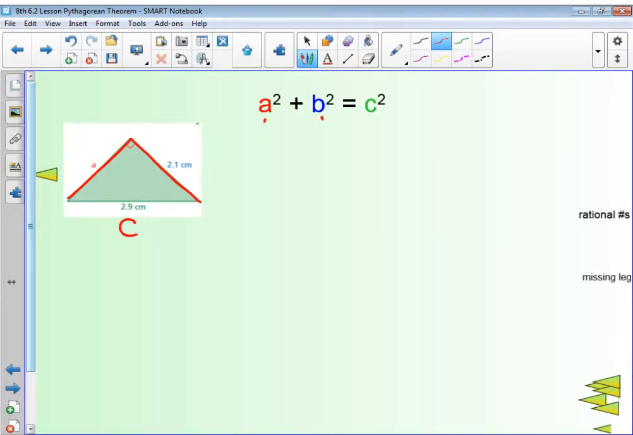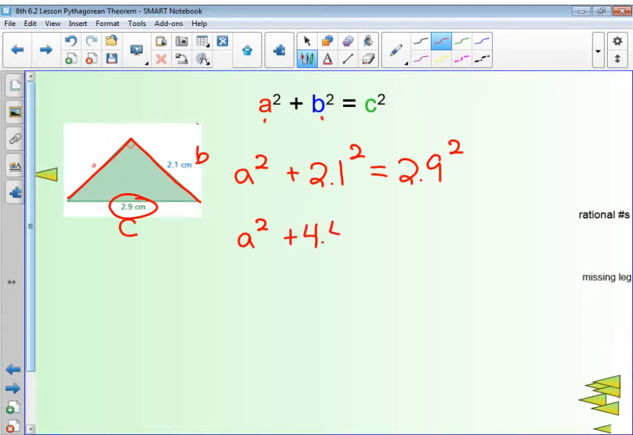This is my C. I don't know A, so we'll leave that. Plus my B side, this is my B, because that's the other part of the right angle, is 2.1 squared equals, I know the C this time is 2.9. Now we're going to go ahead and simplify. I can't simplify the A squared any further right now. So on my calculator, 2.1 squared gives me plus 4.41 equals 2.9 squared is 8.41.